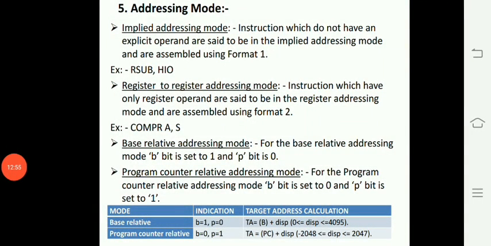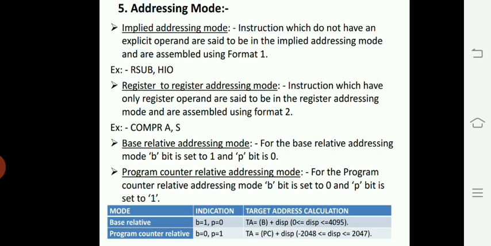The next addressing modes are the relative addressing modes. There are two types: base relative addressing mode and program counter relative addressing mode. For base relative addressing mode, in the instruction format NIXBPE, the B bit is set to 1 and the P bit is set to 0. In the case of program counter relative addressing mode, the B bit is set to 0 and the P bit is set to 1.